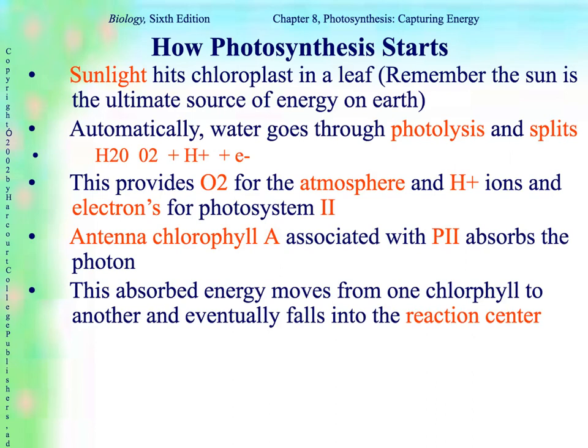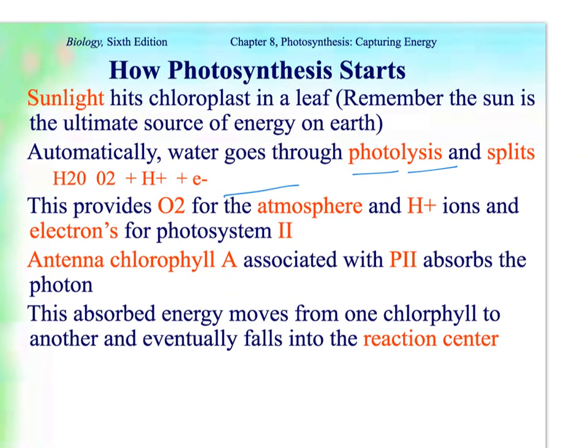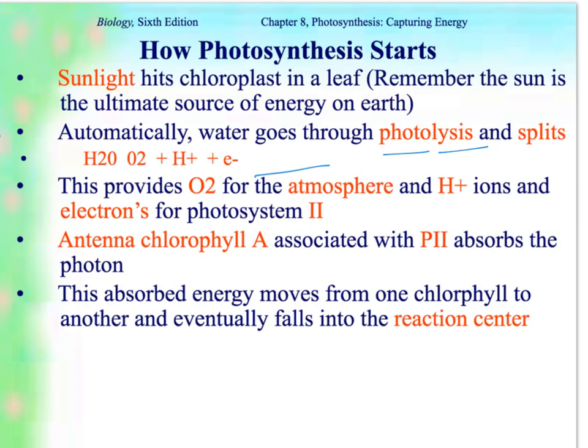All right, so let's get into the nitty-gritty of how photosynthesis works. First thing that happens is the sun, the ultimate source of energy on Earth, is going to hit the chloroplast on a leaf. Automatically, any water that is there is going to go through photolysis, which is splitting with light. All right, so it's going to split water, you should have an arrow here, into a molecule of oxygen, protons, and electrons. This provides oxygen for the atmosphere that we breathe.